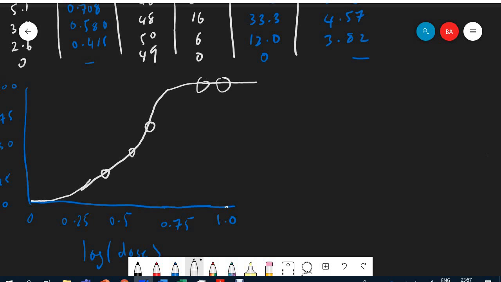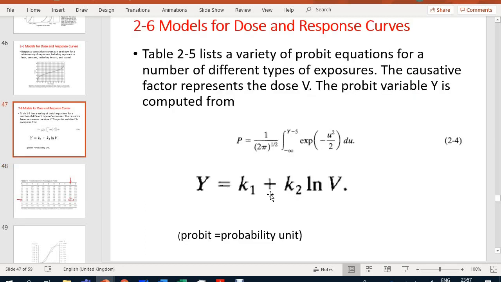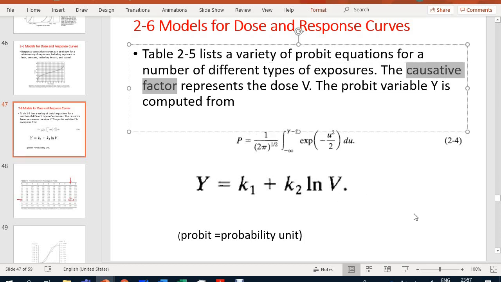If we try to plot the Probit, which is y, and if you have seen the equation for y, that is y is equal to k1 plus k2 ln v. V is the dose, or the causative. It's called the causative factor, right?